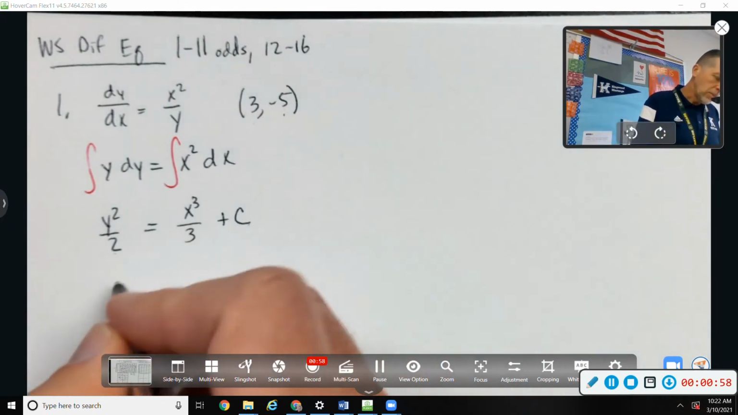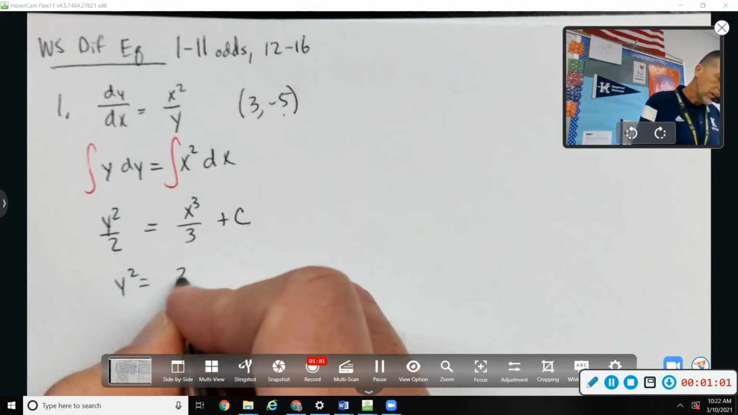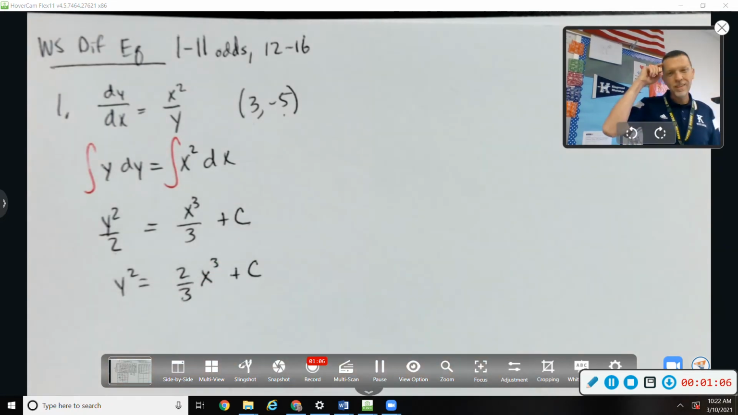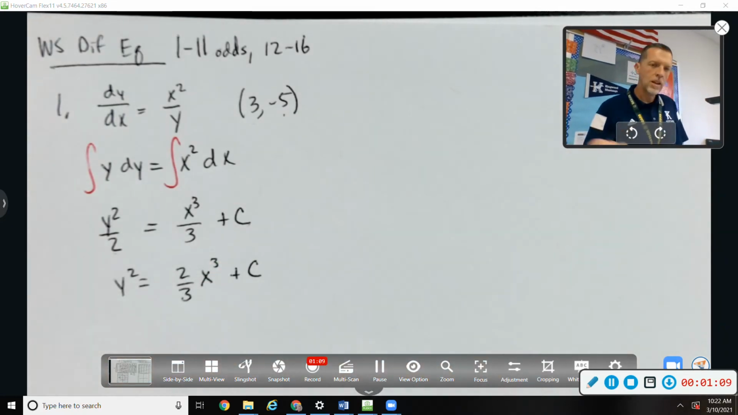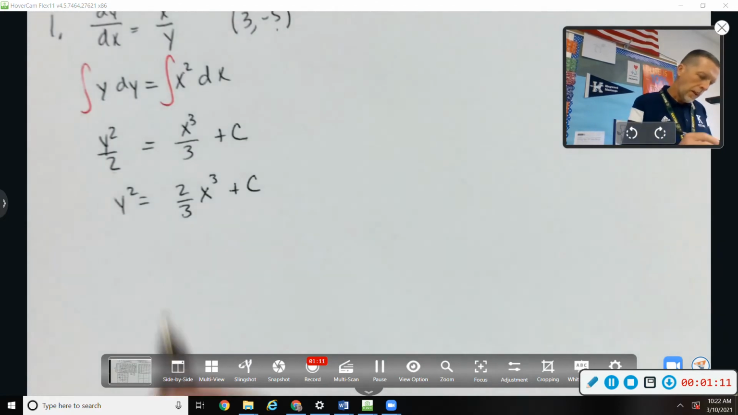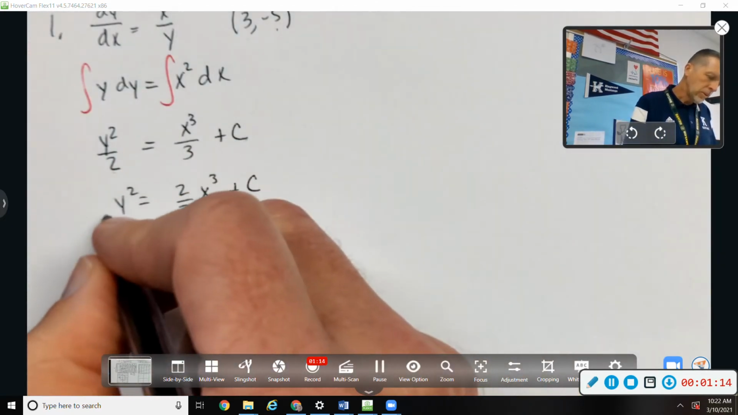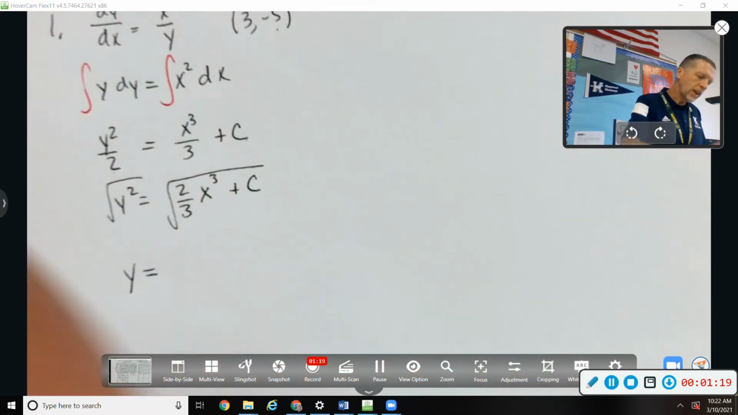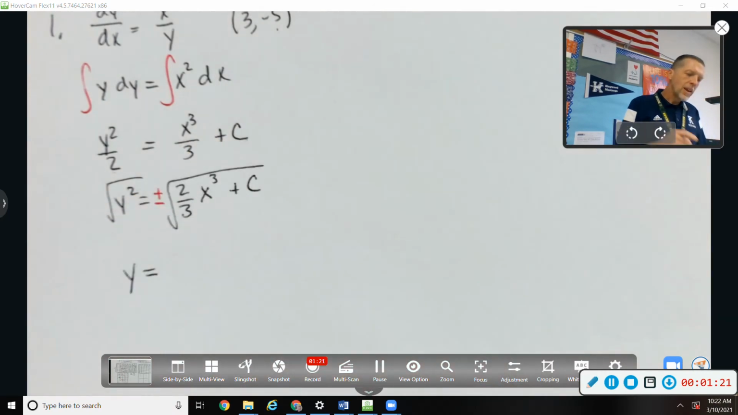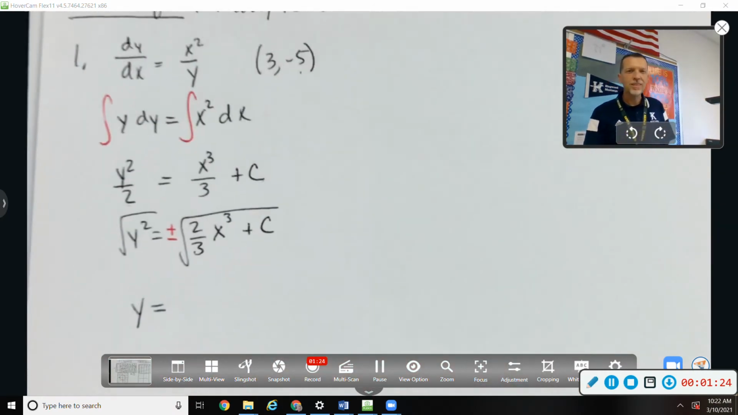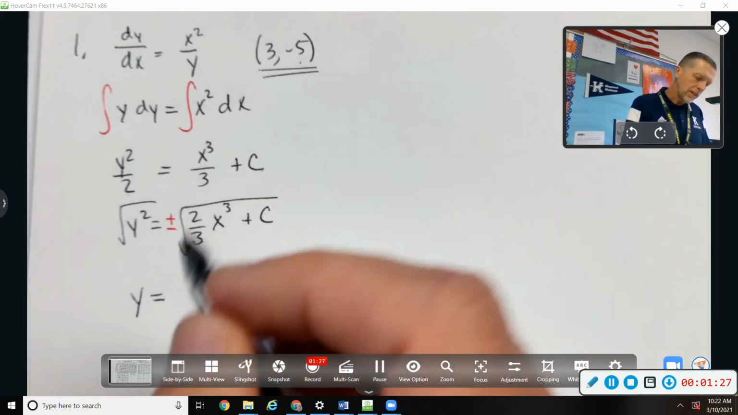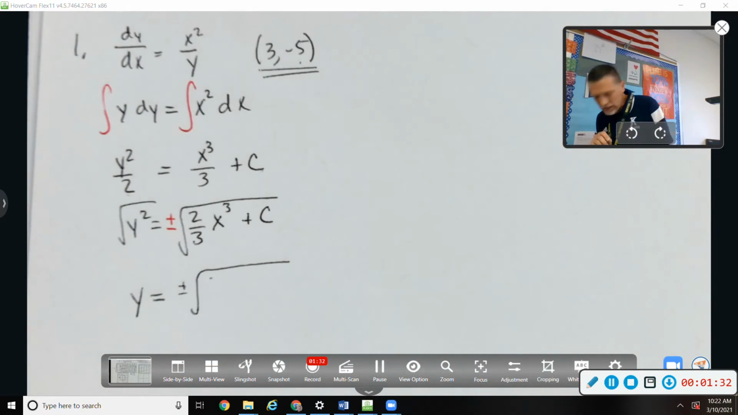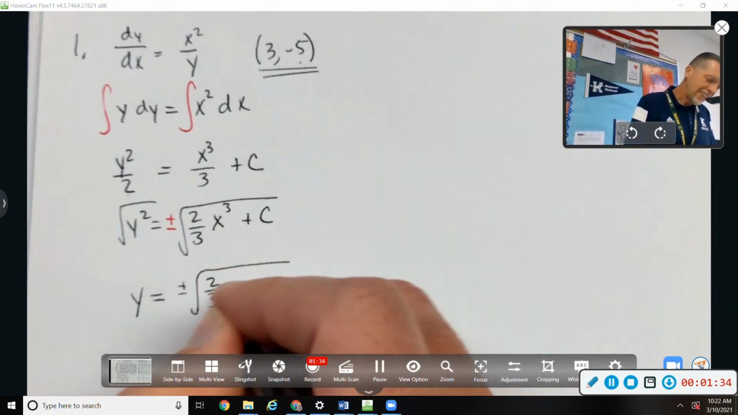So let's multiply through by 2. Y squared equals 2/3 x cubed plus c, because 2 times c is still just c if we don't really know what c is yet. Square root both sides. And when I square root both sides, I need to put a plus or minus on there. But I need to be careful because I don't know which one it is. So maybe that'll come up in a minute to figure out if it's positive or negative.